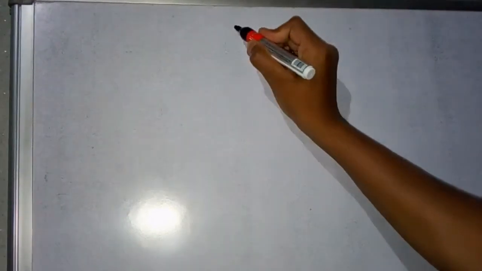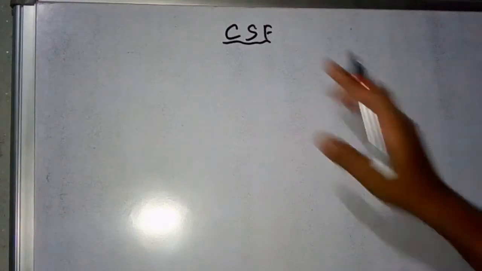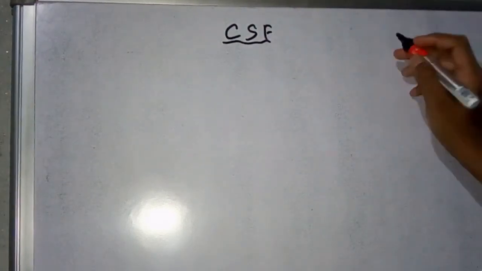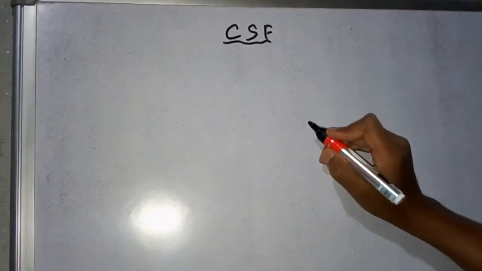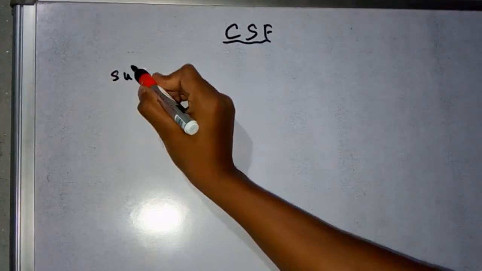So today in this video we'll discuss CSF. The full form of CSF is cerebrospinal fluid. Cerebrospinal fluid is a clear, odorless, and colorless fluid which fills the subarachnoid space and surrounds the brain and spinal cord.